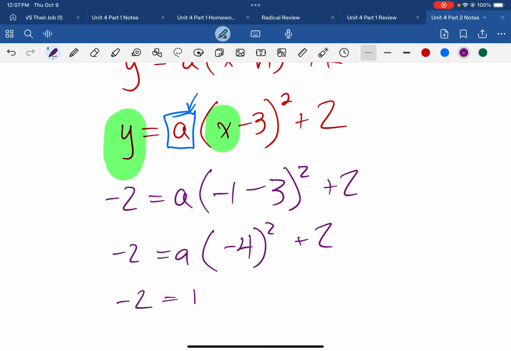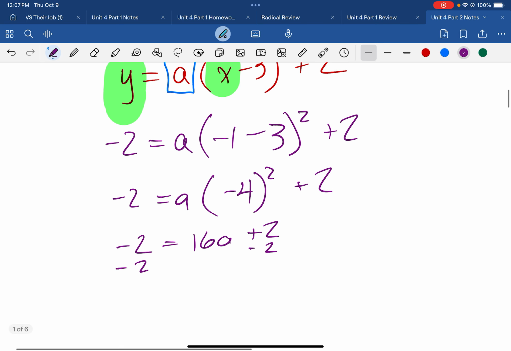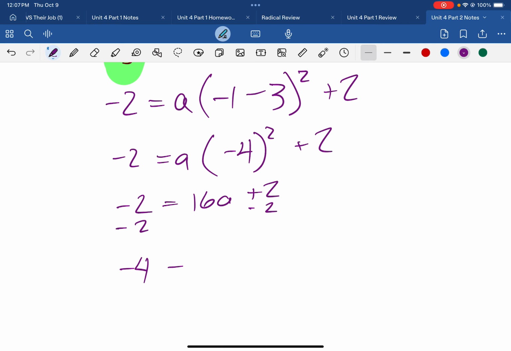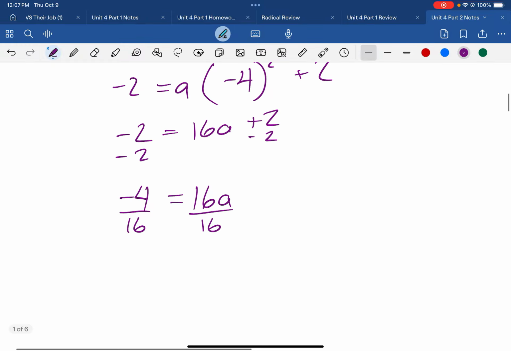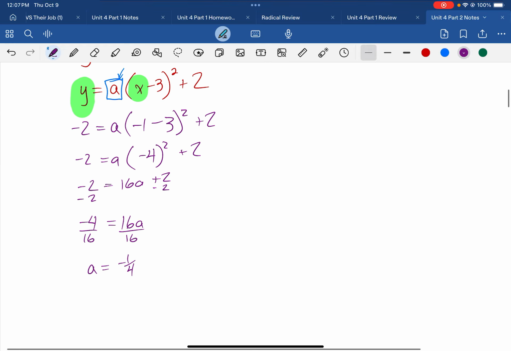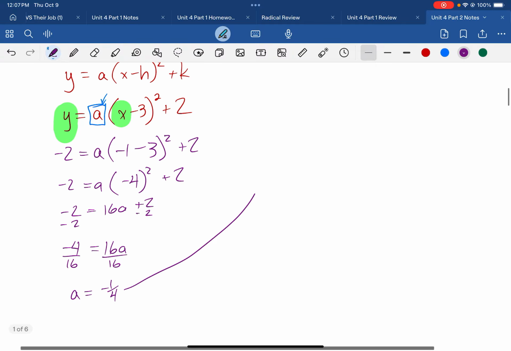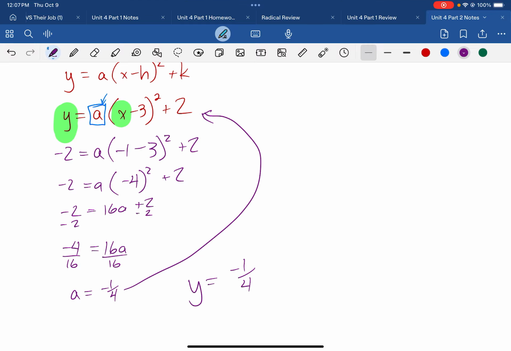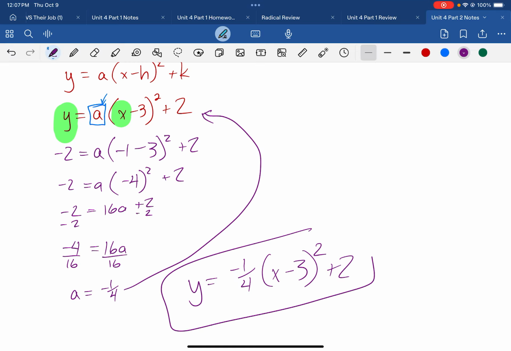Negative 2 equals 16a plus 2. I'm going to minus 2 to both sides. Minus 2. Negative 4 equals 16a. And then I divide by 16. Divide by 16. A here looks to be negative 1/4. So my equation, to go all the way back up to the red, is y equals negative 1/4 (x minus 3) squared plus 2.